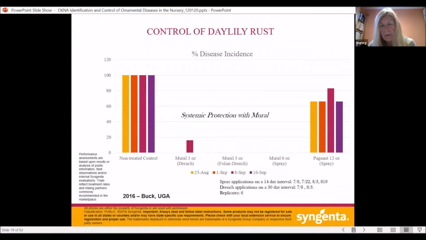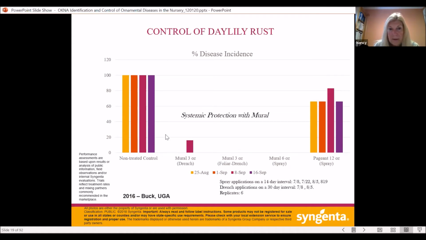This is on daylily rust. And actually, the interesting thing about this trial was that it was applied as a spray and as a drench, again, because of the systemic activity with MURAL, which is kind of unusual and somewhat different compared to the other 7-11 products. We get really excellent control of rust as a drench.